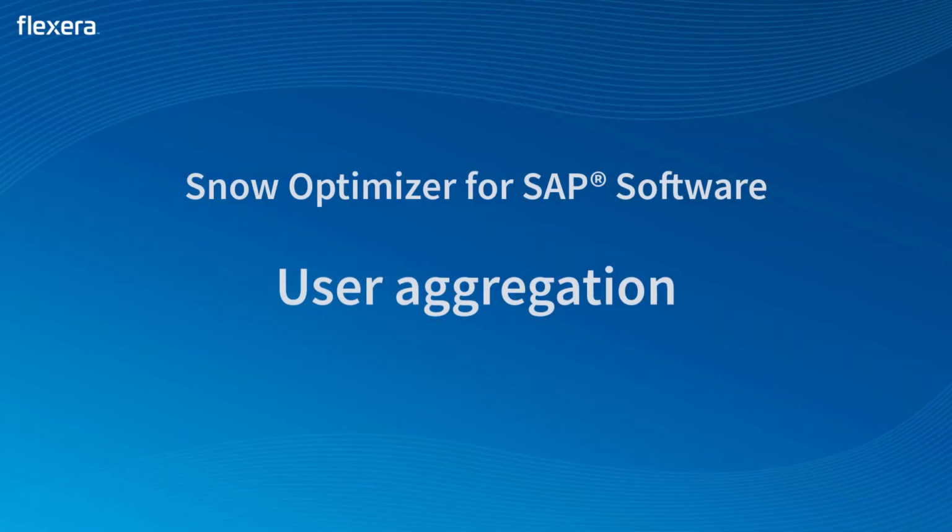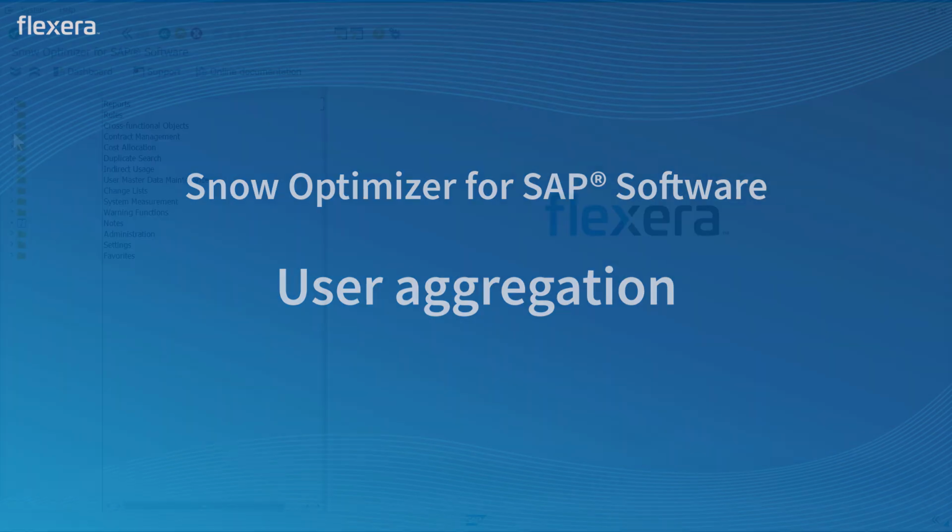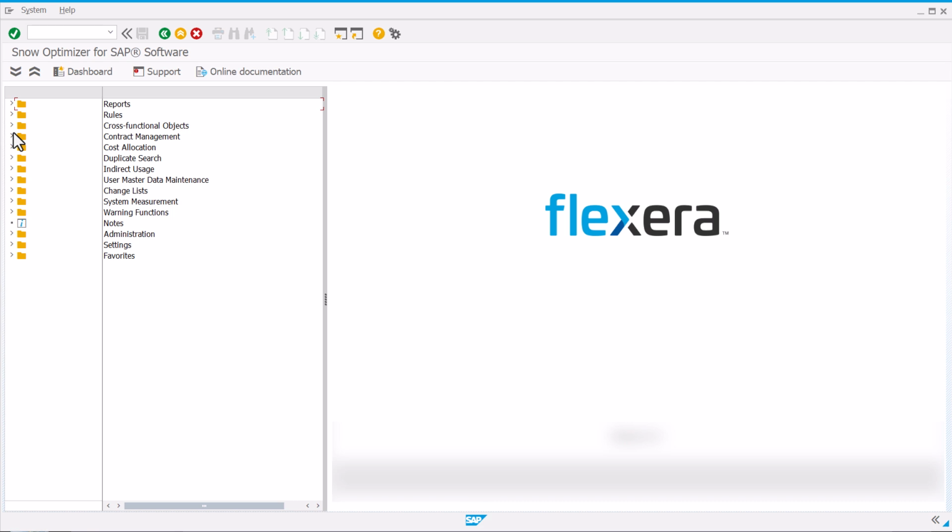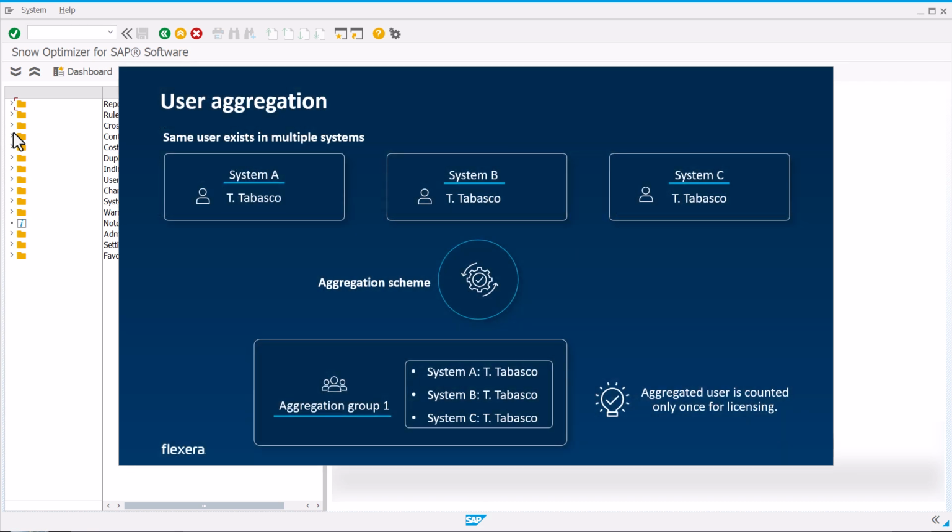Welcome to this brief overview of user aggregation in Snow Optimizer for SAP Software. User aggregation consolidates user information from multiple systems or data sources into an aggregation group. This ensures that users are counted correctly and only once for licensing purposes.